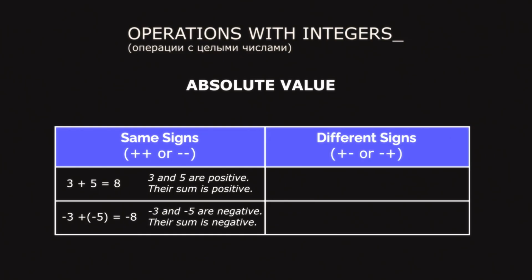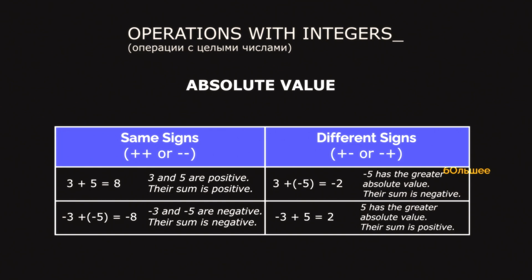Different signs. The sum of a positive and negative integer or a negative and a positive one. The sum of 3 and a -5 equals -2 because -5 has the greater absolute value. The sum of -3 and a +5 equals 2 because +5 has a greater absolute value.